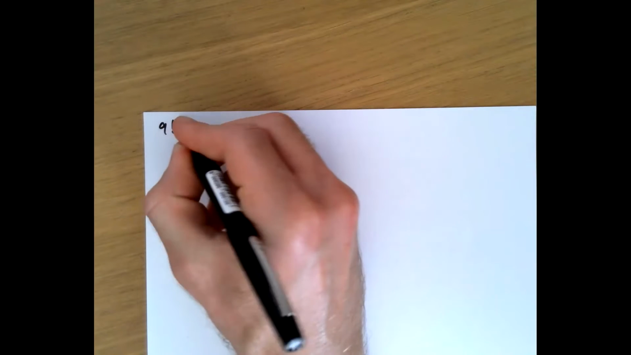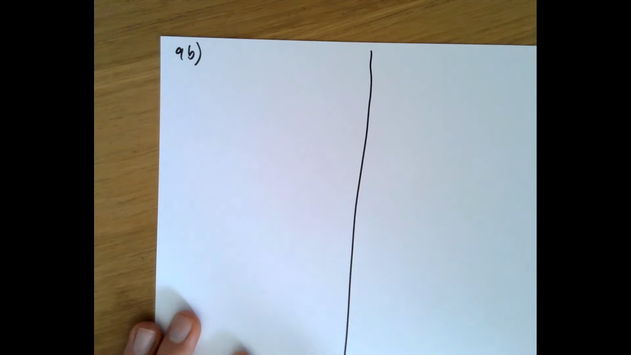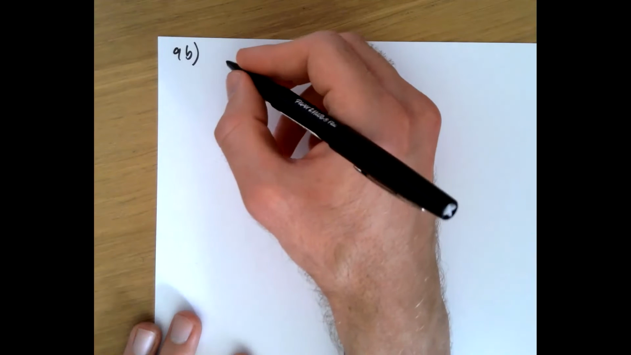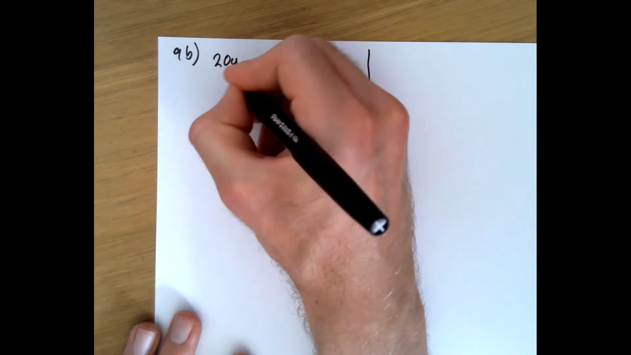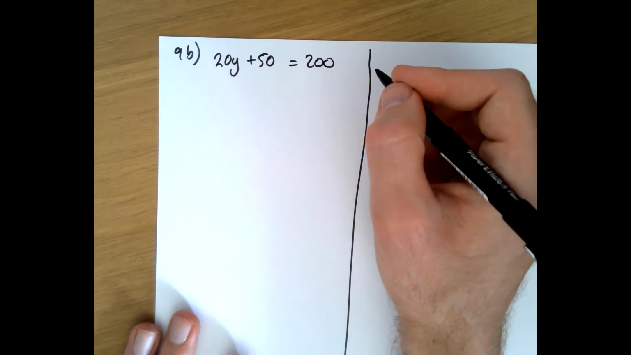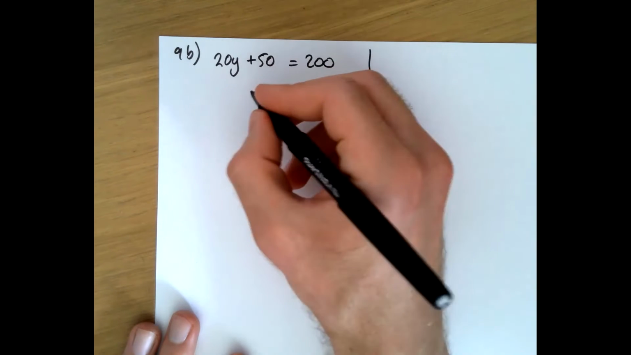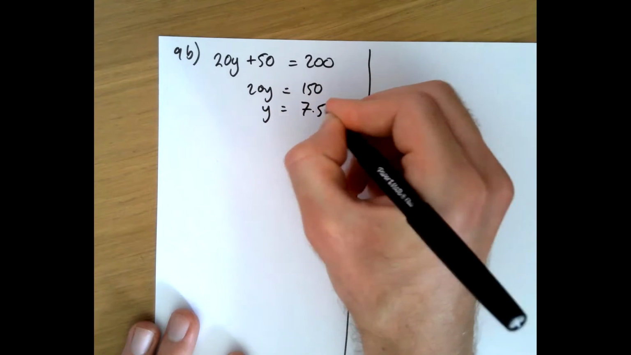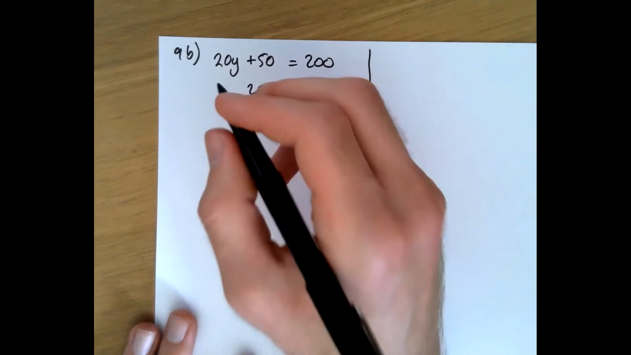Let's have a look now at 9B. In 9B, the total surface area was less than 200. What does this mean about the volume? Well, remembering from the last piece of paper, we had 20y plus 50 equals 200. We solved that, didn't we? We said 20y is that, divided by that, and you get y is 7.5, okay? That was then used to work out the volume.